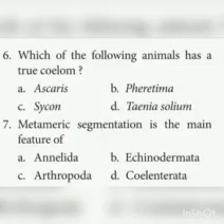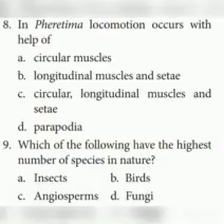Sixth one, which of the following animals have a true coelom? Which animals have true coelom? Pheretima, that means earthworm. Seventh one, metameric segmentation is the main feature of phylum Annelida.